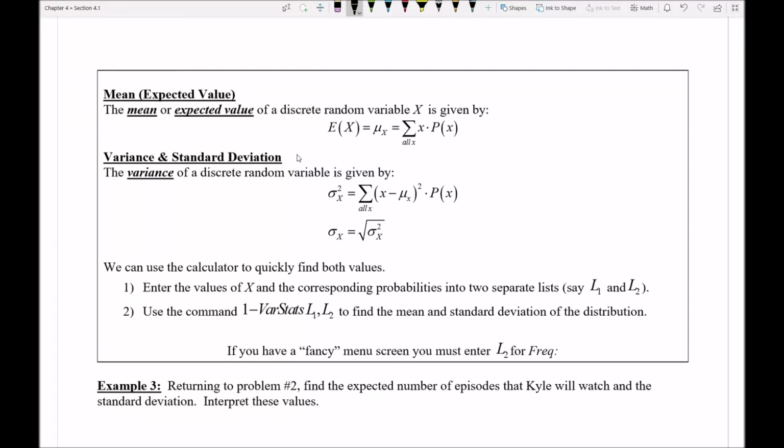Now we want to talk about how I could actually find the mean and the standard deviation for a discrete random variable. Well, first it is important for us to consider what exactly we are talking about when we talk about finding the mean of a random variable.